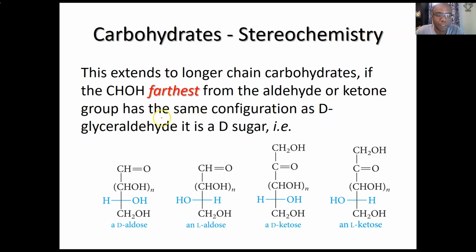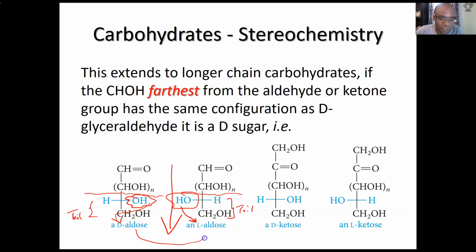The chain can be longer, but like I said, all you need to do is look for the second last carbon, or the carbon next to the tail of the Fischer. I call it a tail because we read Fischer projection downwards. This is the OH you consider is to the right, so that's a D. This is the OH you consider is to the left, that's an L. Of course, these two are aldoses because they contain the aldehyde.